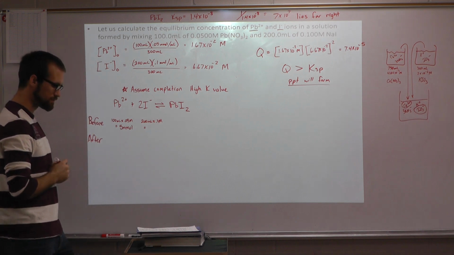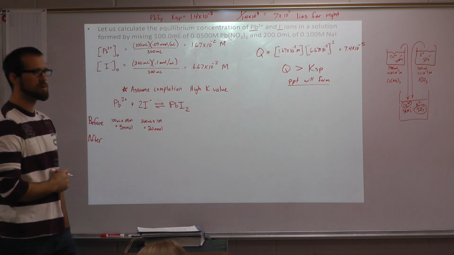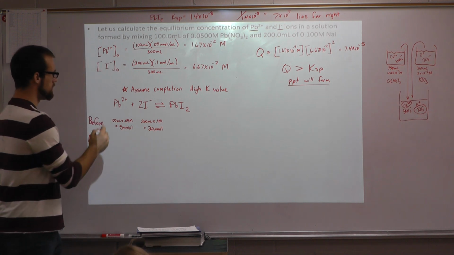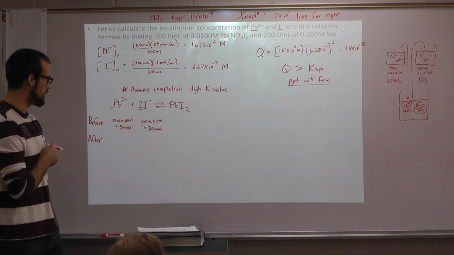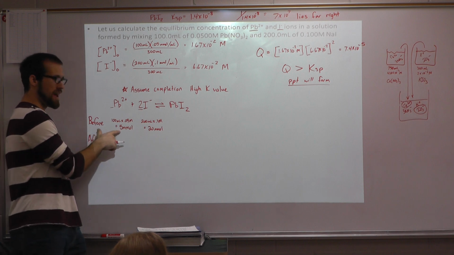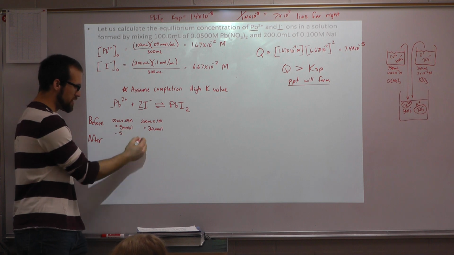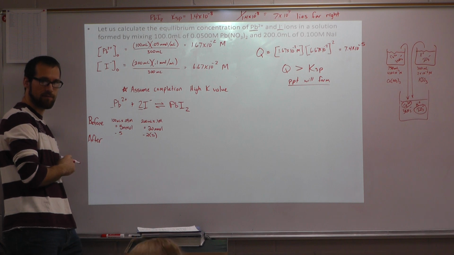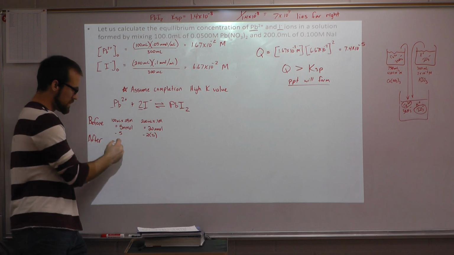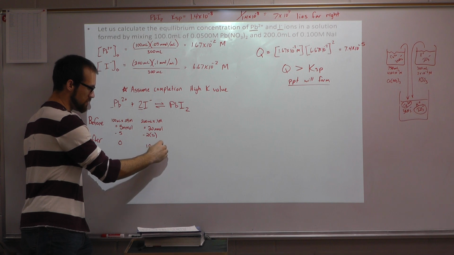What does that give us? Now, here's where you have to think. This is important. So when I react 5 of this, how much of this gets reacted? 10. So it would be minus 5, minus 2 times 5. Everybody see that? I'm going to do a 0. I'll have 10 millimoles here.